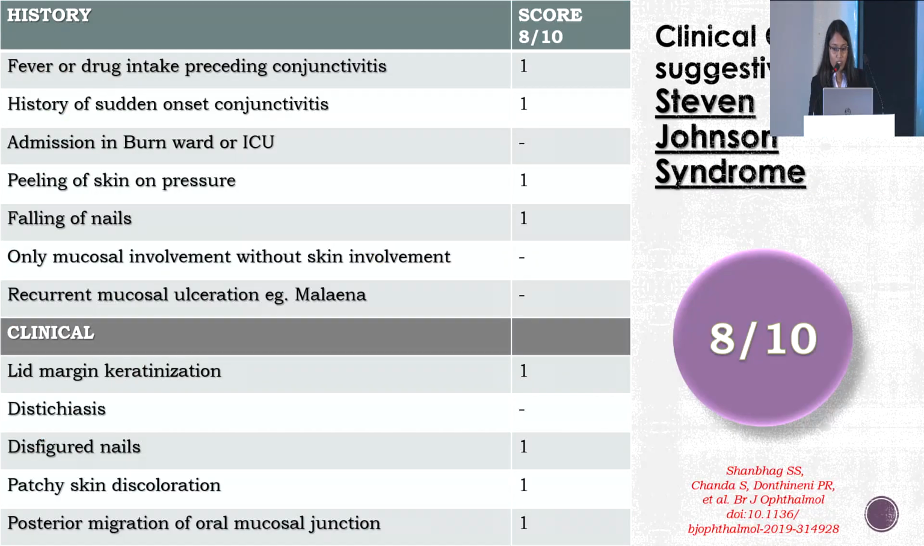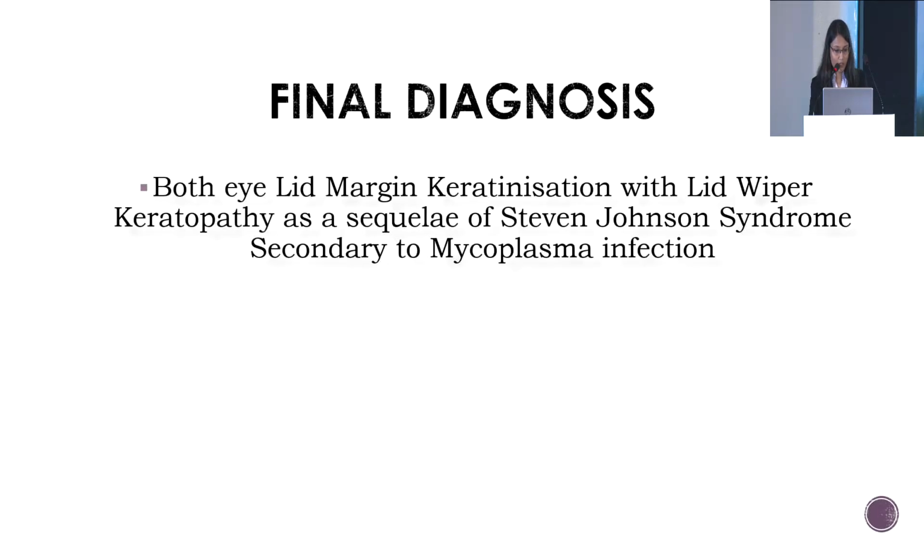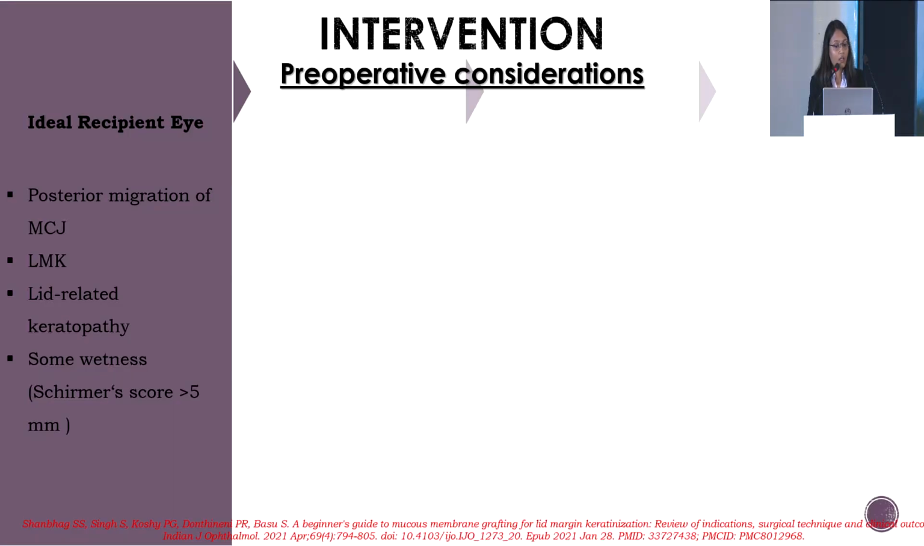The clinical clues suggestive of Stevens-Johnson syndrome scored 8 out of 10. The investigations were done and the patient was mycoplasma IgG positive. The final diagnosis of both eye lid margin keratinization with lid wiper keratopathy as a sequel of Stevens-Johnson syndrome secondary to mycoplasma infection was made. The patient was planned for mucous membrane grafting.